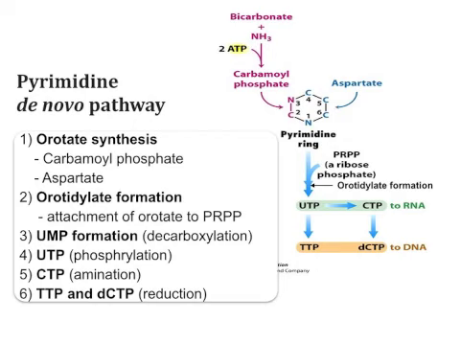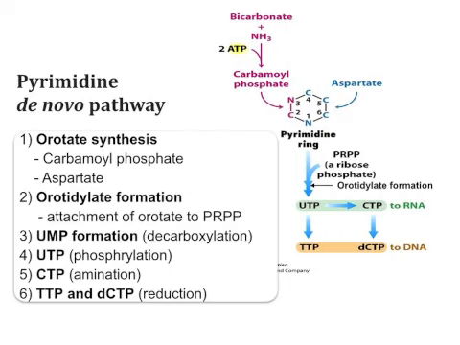We're then going to phosphorylate UMP to make UTP. And then we're going to aminate UTP to make CTP. And these are all ribonucleotides. The next thing that's going to happen, we're going to make TMP and dCTP.